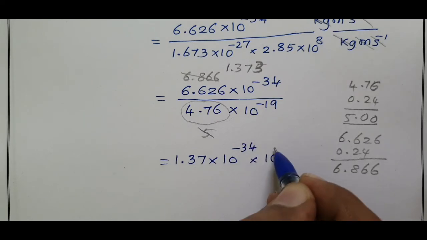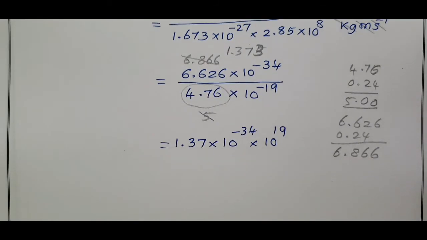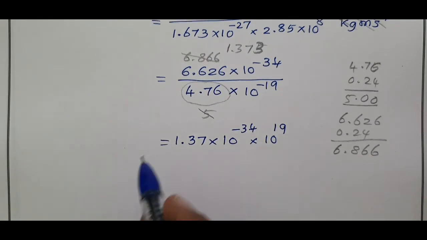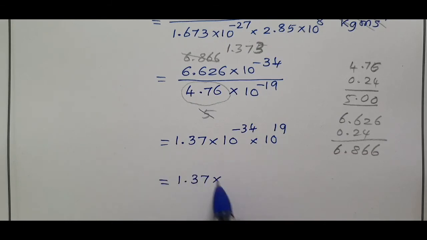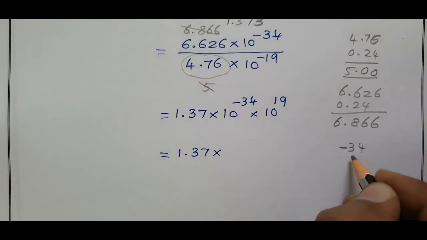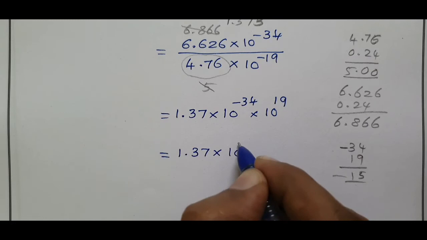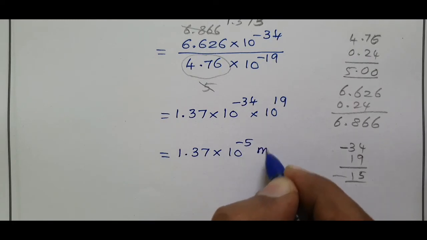When you bring 10^-19 to the numerator, it becomes 10^19. That is equal to 1.37 × 10^-34 plus 19, which gives 10^-15 meter.